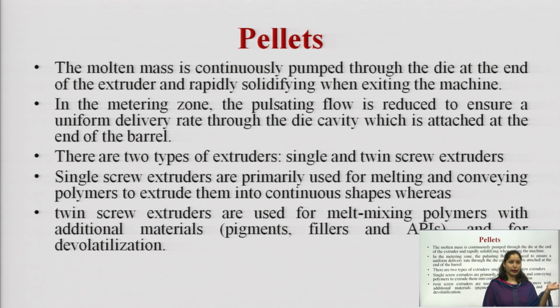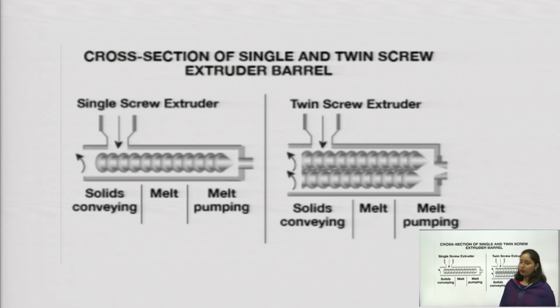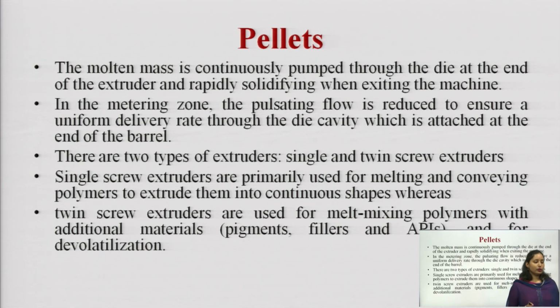There are 2 types of extruder available. One is your single screw extruder and the other is your twin screw extruder. So, in this there is a single screw attached, and here there is a 2 screw extruder attached. Single screw extruders are primarily used for melting and conveying polymer to extrude them into continuous shapes, whereas twin screw extruders are used for melt mixing polymers with additional materials, pigments, mixture and API, and for the devolatilization process.